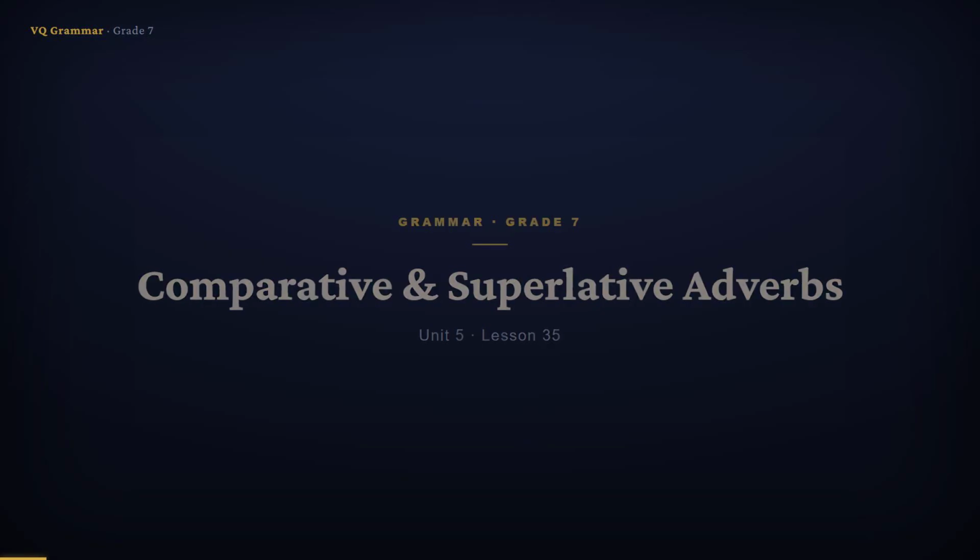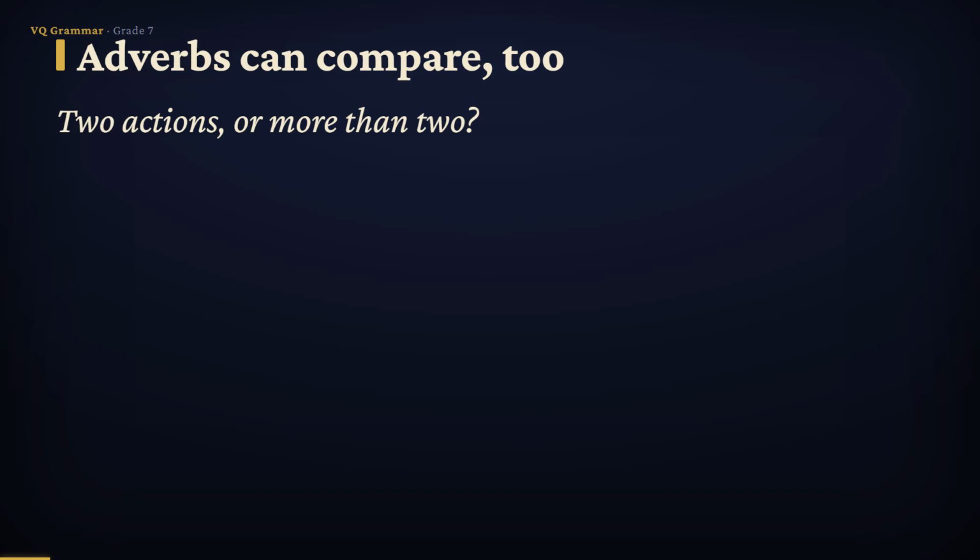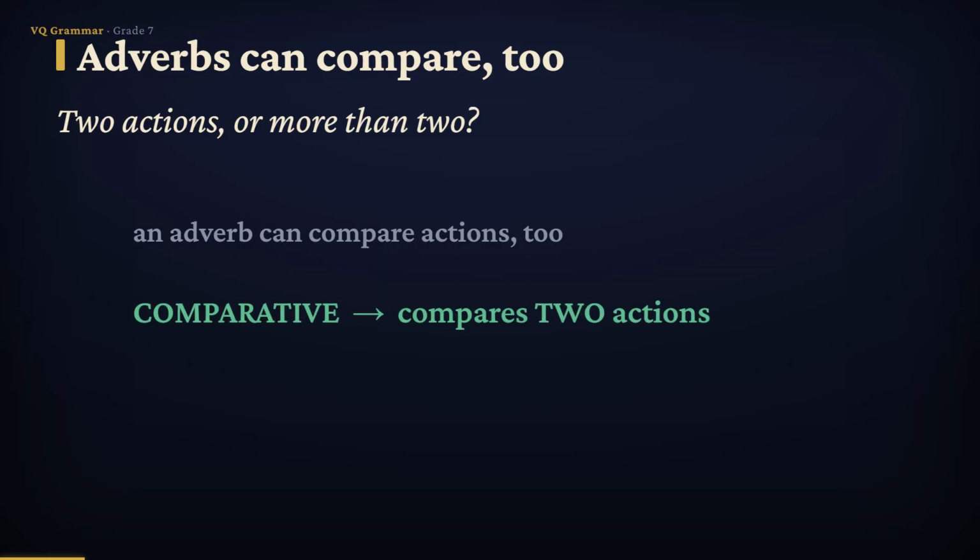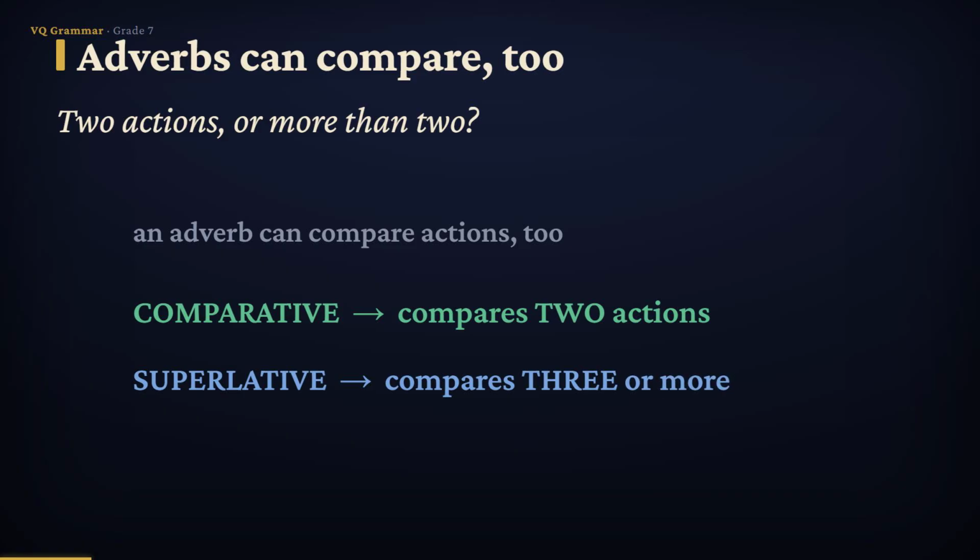Let's get started. We've just seen how adjectives compare. Well, here's some good news. Adverbs compare too, and they follow almost exactly the same logic. An adverb can compare actions. It lines up two or more actions and tells you how they measure up. Just like before, there are two forms. The comparative form compares exactly two actions. The superlative form compares three or more.